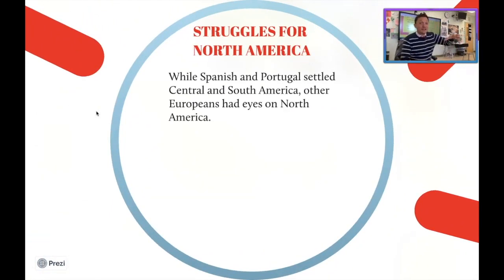Because while the Spanish and the Portuguese settled in Central and South America, particularly the Portuguese in Brazil, other Europeans had eyes on North America, particularly the east coast of North America, as well as what is now modern-day Canada. So that is a really big question of who are going to be the two countries that claim vast amounts of territory in that area. Let's take a minute to see if you can guess.